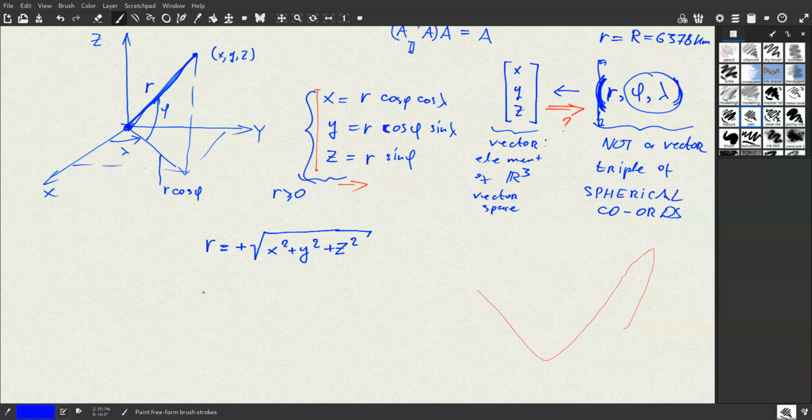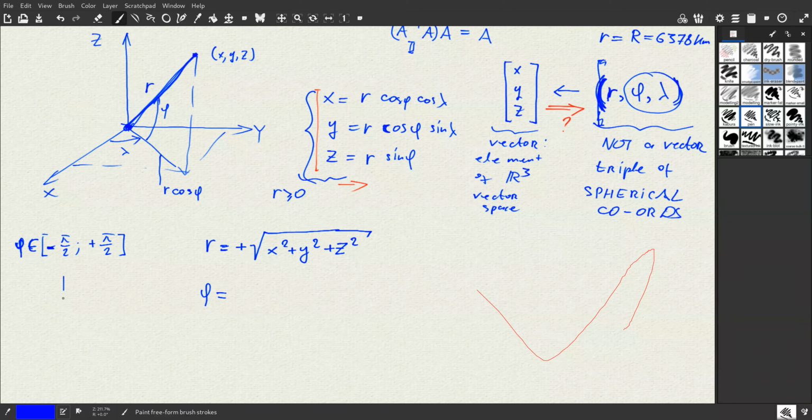Okay, what is phi in this case? Well, first of all, what is the range of phi? The range of values of phi is from minus pi over 2 to plus pi over 2, yes. Or in geographic coordinates, we use degrees instead of radians, so we say between minus 90 degrees, which is the south pole, to plus 90 degrees, yes.